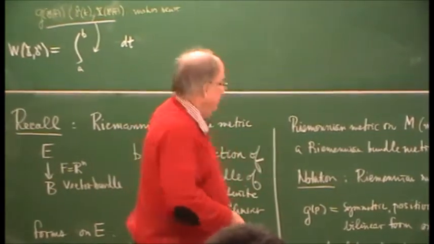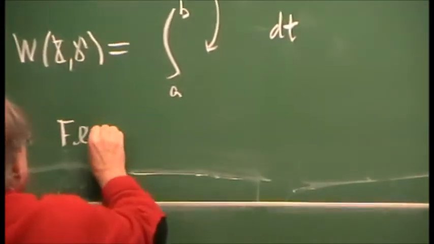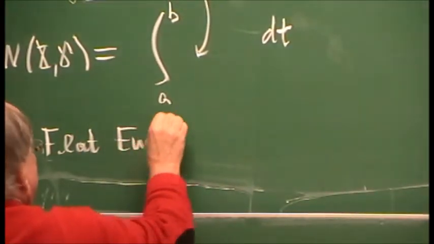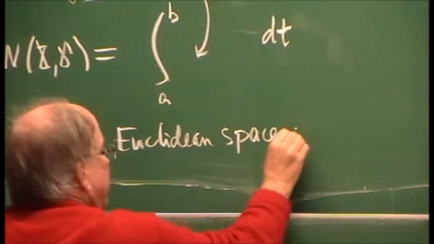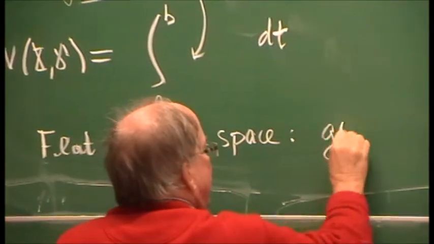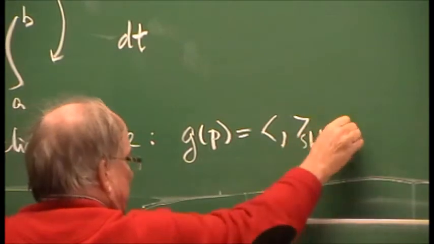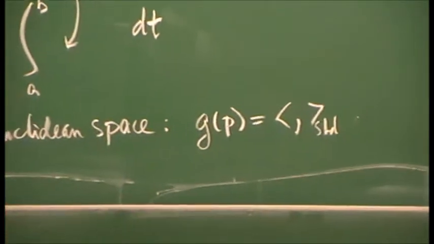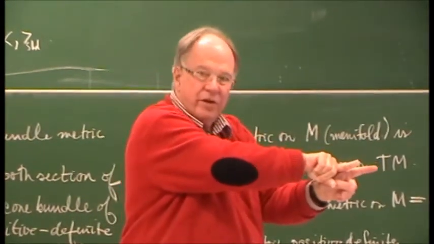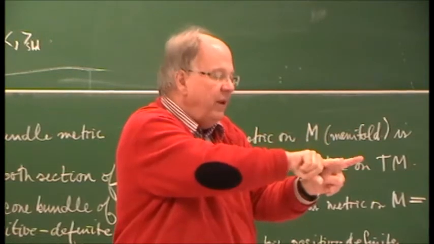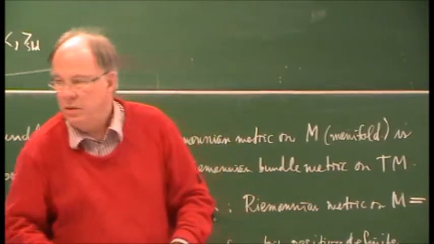When I say flat space, I mean flat Euclidean space. It means g at p is constant. It's just the constant standard scalar product. I'm at some point p, a vector here at p, another vector here at p. My base point here is p, and I just use the standard inner product. And then using that, you have the usual definition of work.